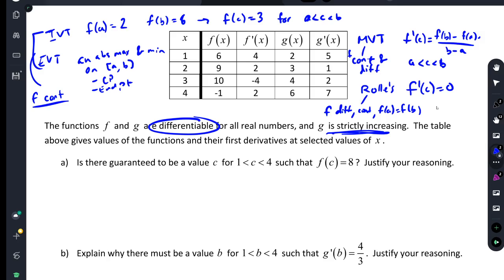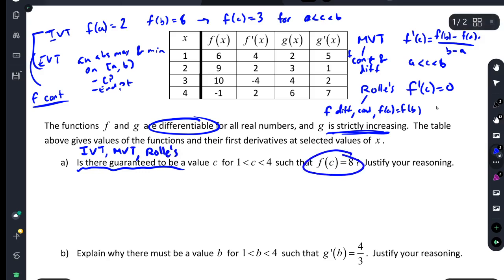Part A: is there guaranteed to be a value c where f of c equals 8? As soon as I see this wording, that's a huge hint to my brain that it's one of these theorems. I'm thinking IVT, MVT, or Rolle's specifically. Usually that wording doesn't really apply to EVT. Technically, this could be an EVT problem as well, but usually it's one of those three. So I have f of x, and I want to know, is there some f of c, that's specifically IVT?